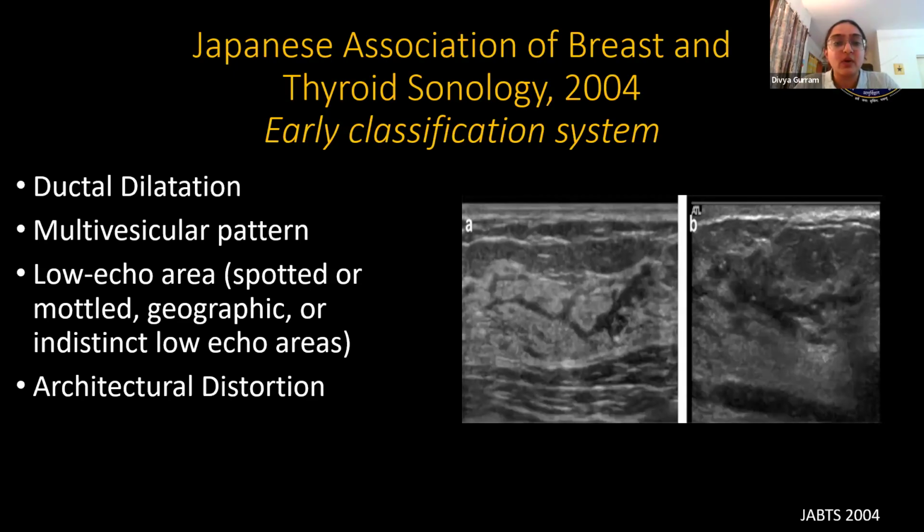They could be geographic, or they may even appear as indistinct low echogenic areas, and they may present with architectural distortion. So as in this case, where we have an irregular ductal dilatation, and we also have certain calcification within them, and there's also some amount of architectural distortion on the image on the right.